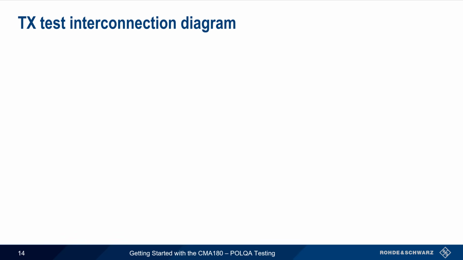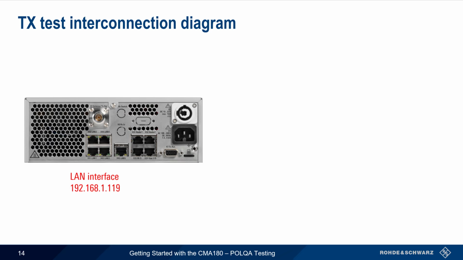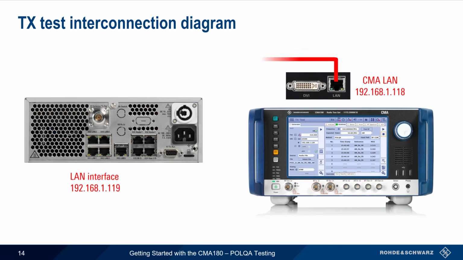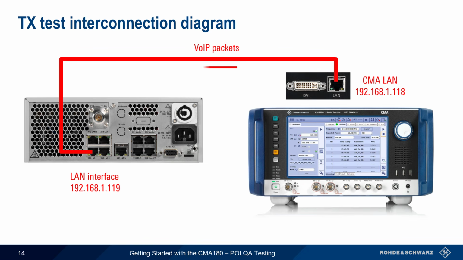Let's now go over these connections in more detail. Assuming we've configured the S5200 as described in the previous section, no additional interaction with the S5200 is needed. The next task is connecting the CMA's LAN interface to the radio's LAN VoIP interface. VoIP packets will be sent from the CMA to the S5200 over this LAN connection. The TX out port on the rear of the S5200 is then connected to the RF COM port on the front of the CMA180, and this connection is used to carry the AM modulated RF signal from the S5200 to the CMA.